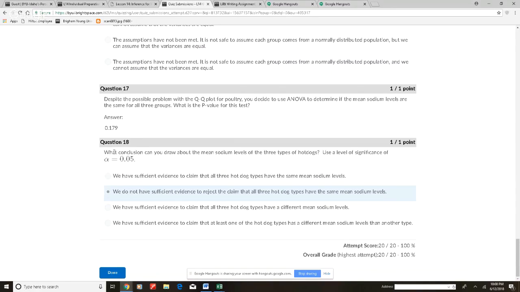Okay. And in question 18, what conclusion can you draw? The p-value is greater than the level of significance of 0.05. So since this one is bigger than this, you fail to reject the null hypothesis, right? So there is not sufficient evidence that the mean sodium levels differ. They can have the same mean sodium.